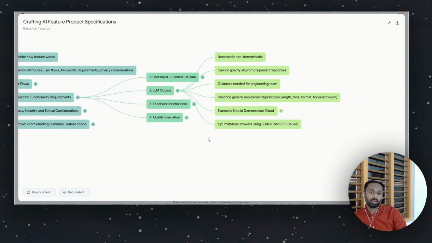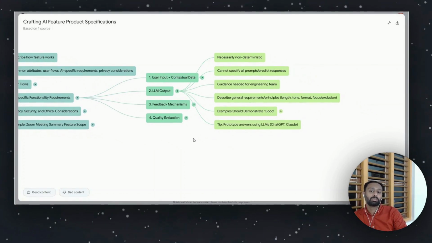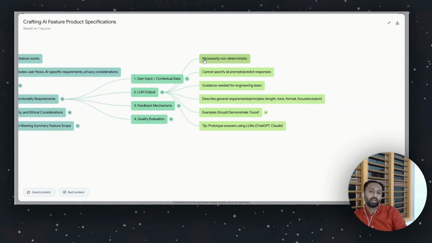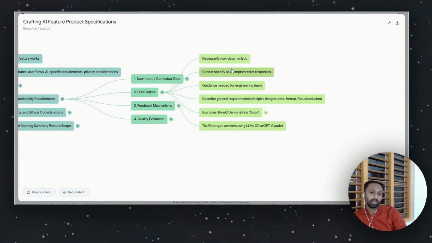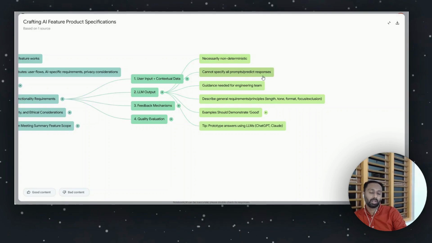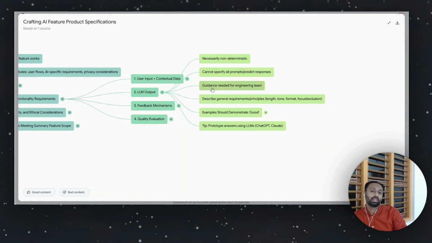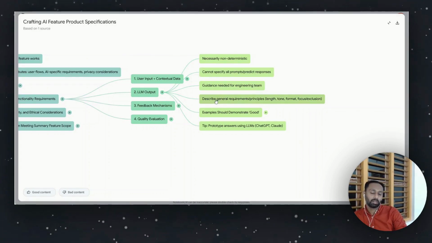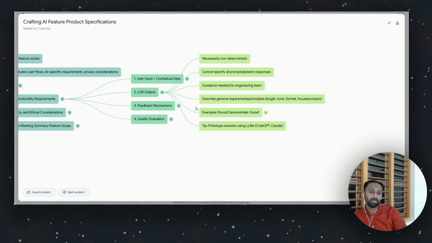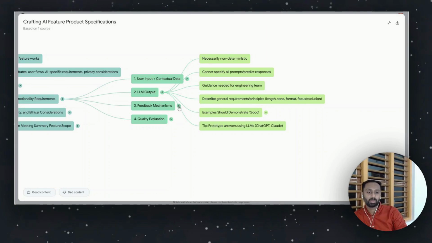LLM output, that also should be very clearly defined. It's non-deterministic, as I said, you cannot specify all prompts or predict responses. Guidance is needed for the engineering team. Describe general requirements and principles: length, tone, format, focus, exclusion.